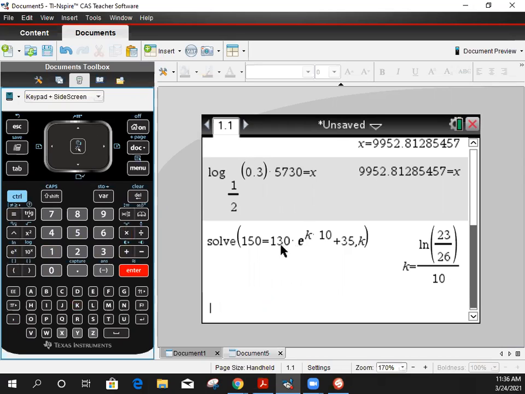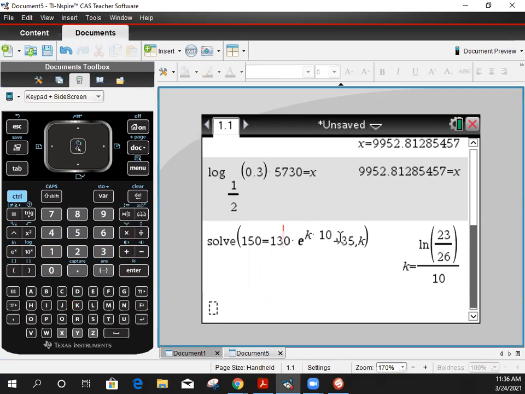But just to talk through for 10 seconds how you would do that without a calculator. All right, if you subtract 35, you would get 115, and then divide 130 by 115, and that reduces to 23 over 26. Then you put it into log form, and you get the natural log of 23 over 26 equals k times 10, divided by 10, and you get that. All right, so now we'll just put that as a decimal.